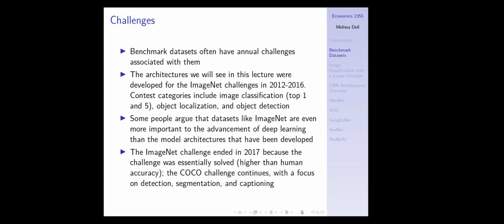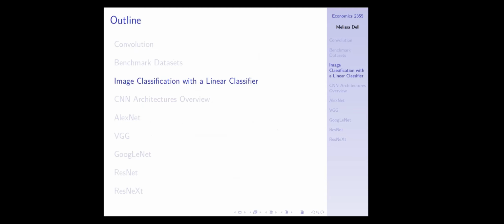So essentially it was solved, and then the challenge ended, but there's still the COCO challenge now, which focuses more on things like segmentation and captioning that are still a little bit more active areas. Okay, does that all make sense on the data sets?